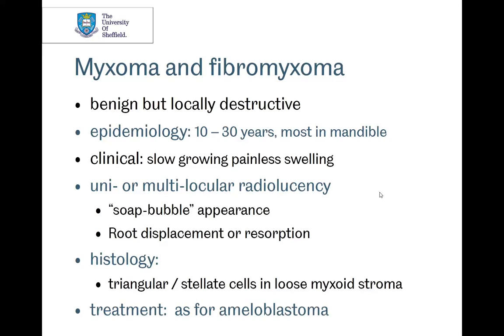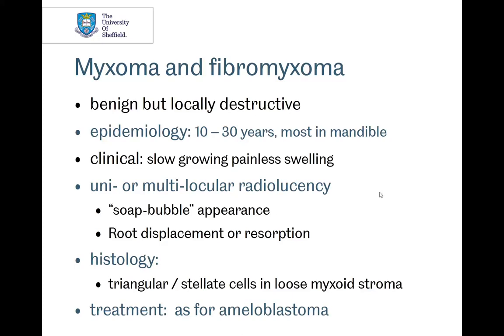They tend to be slow-growing, painless swellings, very often found incidentally, and because they are mesenchymal alone, they don't have any dental hard tissue component to them, so they tend to be radiolucent. The classic description of odontogenic tumours being radiolucent with a soapy bubble appearance has actually come from odontogenic myxoma because the locules tend to be that little bit smaller. And again, as for ameloblastoma, you can get root displacement and resorption and so on. Histologically, which I'll show you, it's a very loose connective tissue, really very little to see histologically. And the treatment, because they are destructive and they do have a tendency to recur, tends to be very similar to that of ameloblastoma.